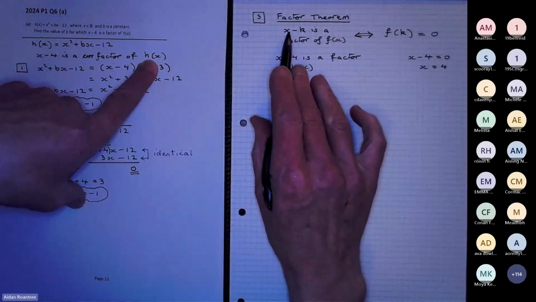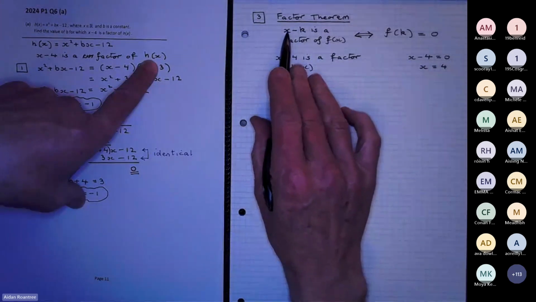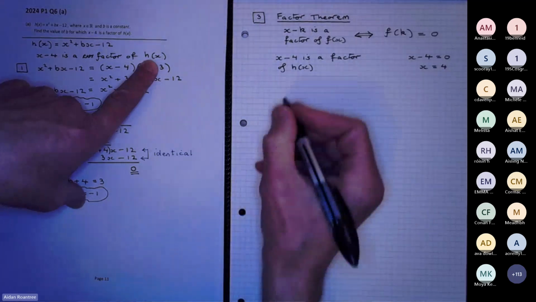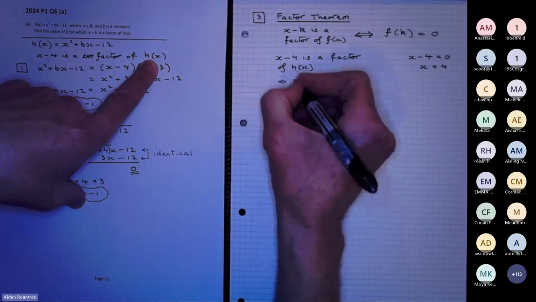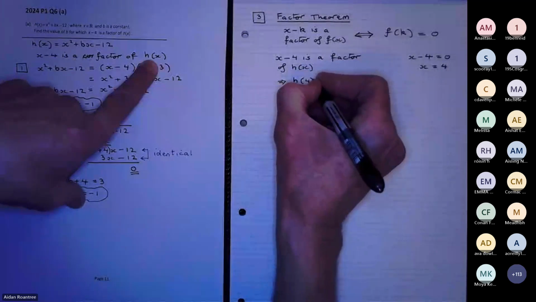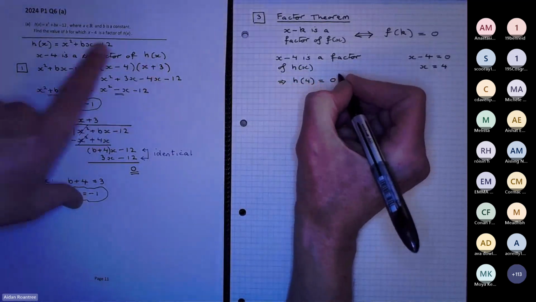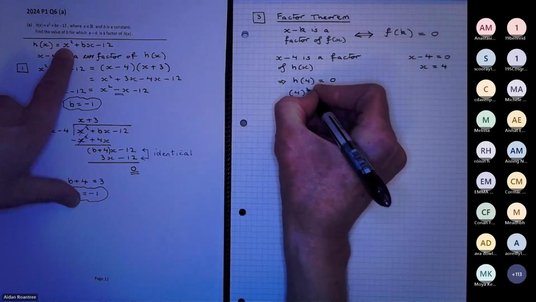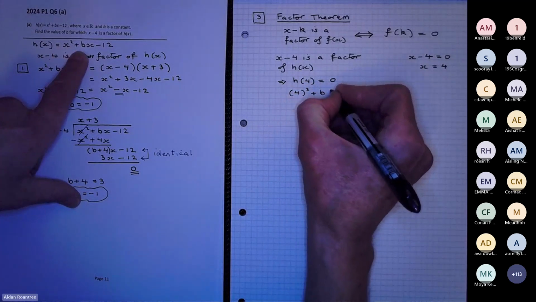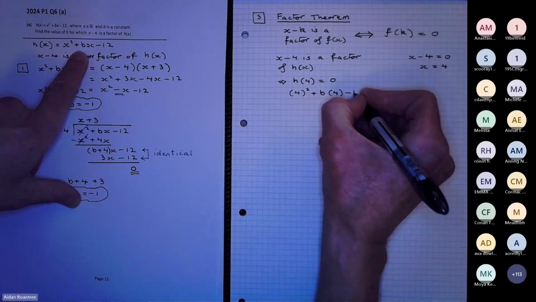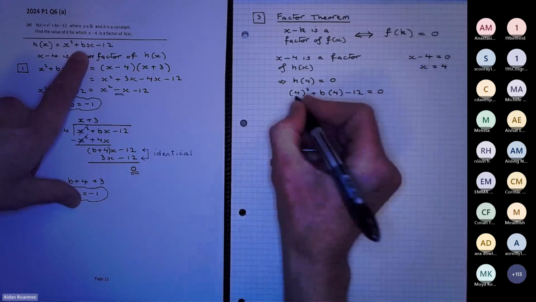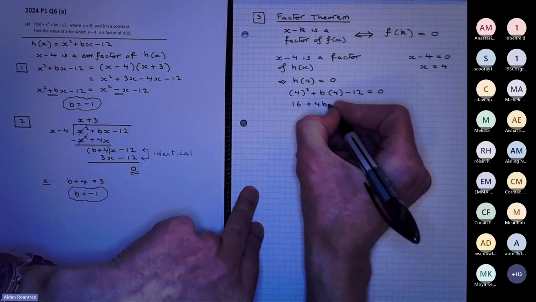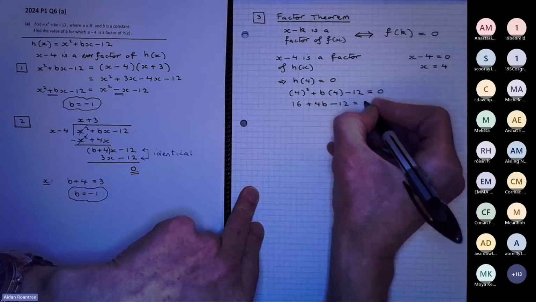Why does that work? Well, if you put x minus k equal to 0, then you get x is equal to k, and that's the number that you put in. So if x minus 4 is a factor, that means h of 4 is equal to 0. If we put 4 in there for x, we're going to get 4 squared, plus b times 4, minus 12 is equal to 0. And we can just work that out. 4 squared is 16, plus 4b minus 12 is equal to 0.